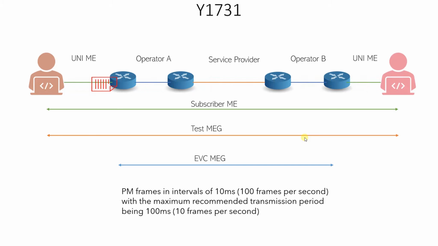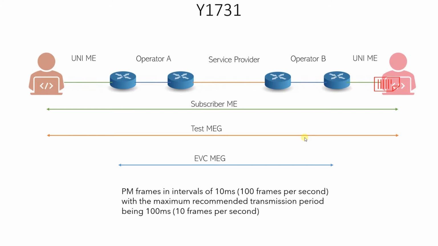So all these performance monitoring are based on the segmentation of the network. The network is segmented into several parts like UNI, NNI, operator A, operator B, and the service provider part, and then we start the performance monitoring. We can do it segment-wise, and we can also use it end to end. So these are all called maintenance points.